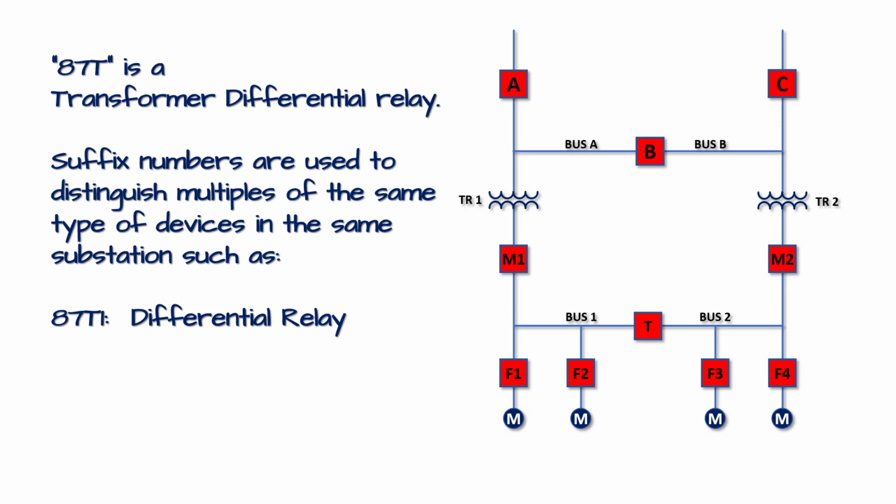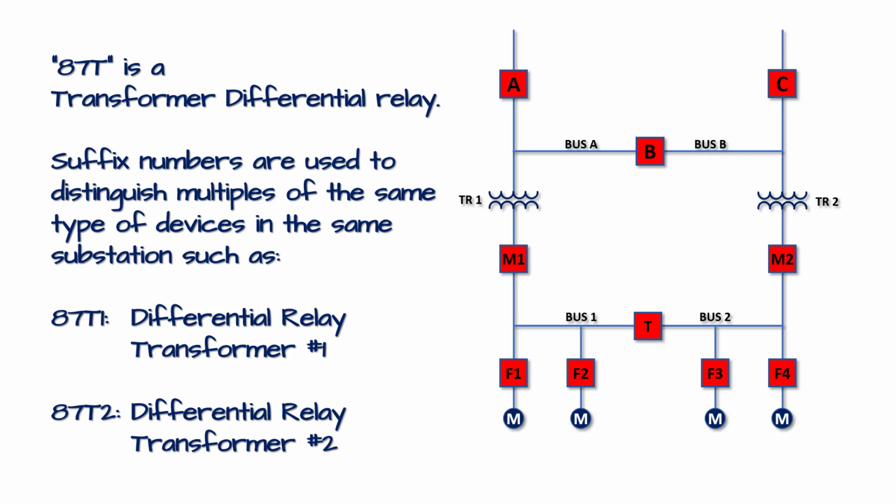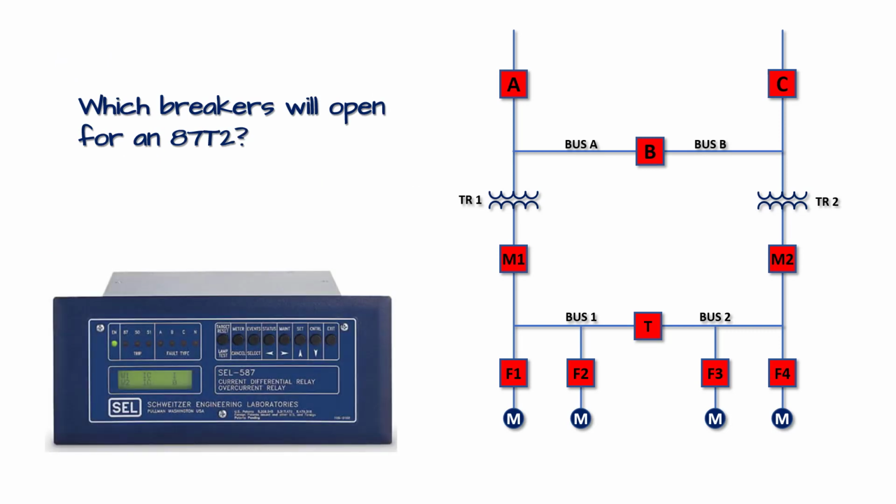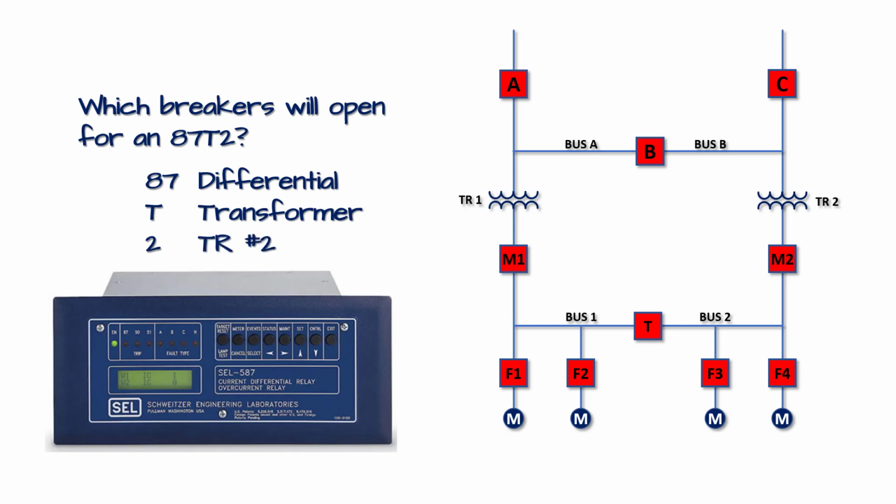The 87 stands for differential relay. The T stands for a transformer, and the 1 identifies transformer number 1. So the 87T2 is also a differential relay, but this time it's identified for transformer number 2. So with all that in mind, which breakers will open for an 87T2? Well, let's break that down. 87, T, and 2. 87, a differential. T is a transformer, and 2 identifies a transformer as TR number 2.